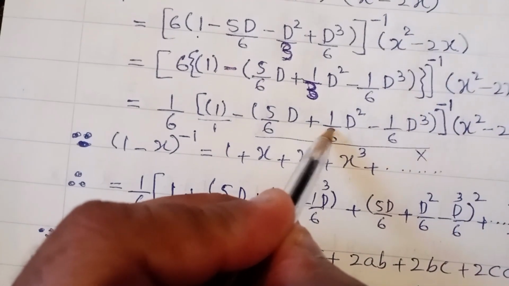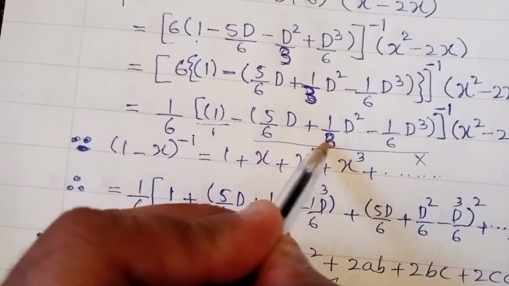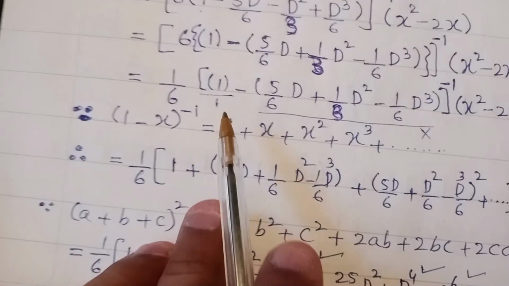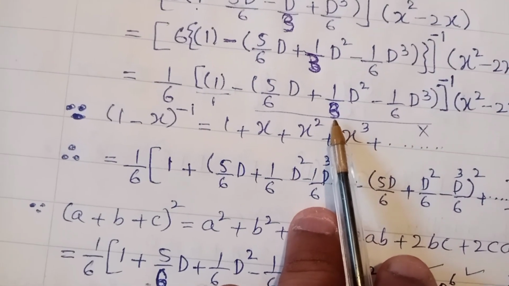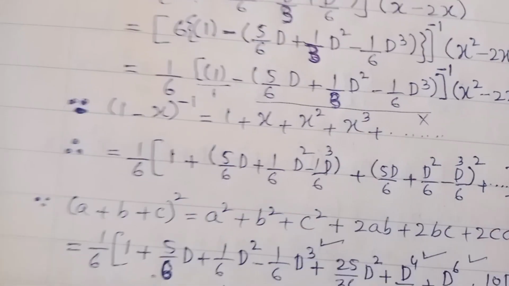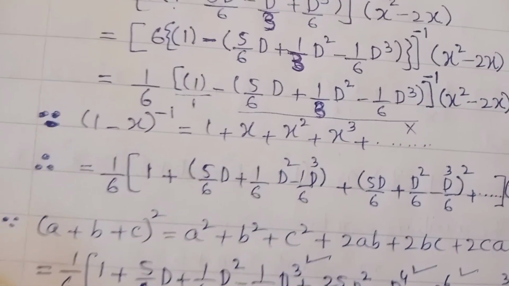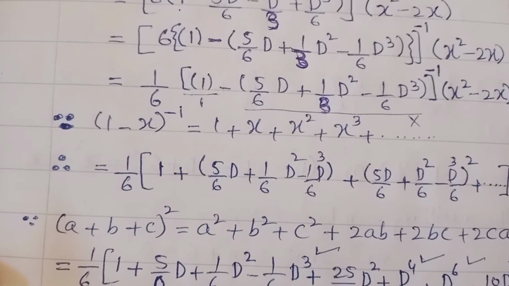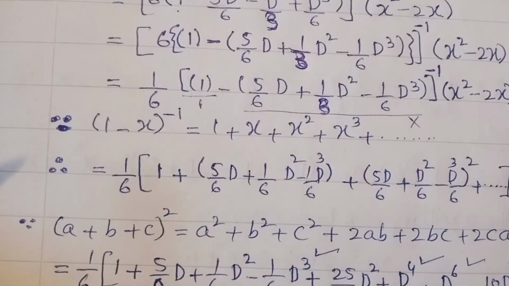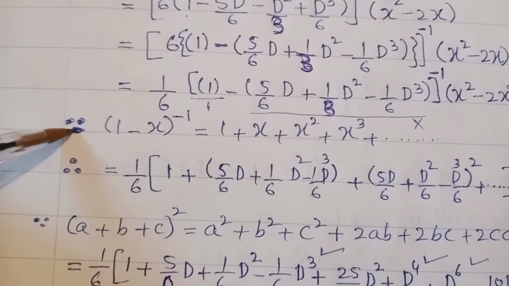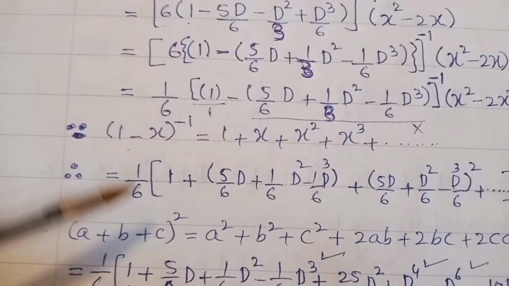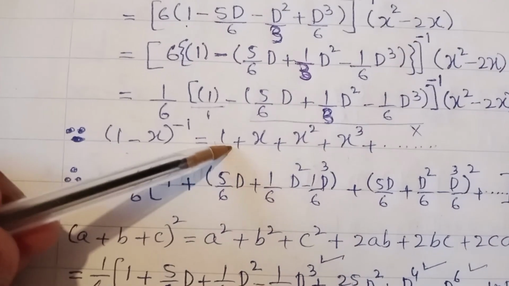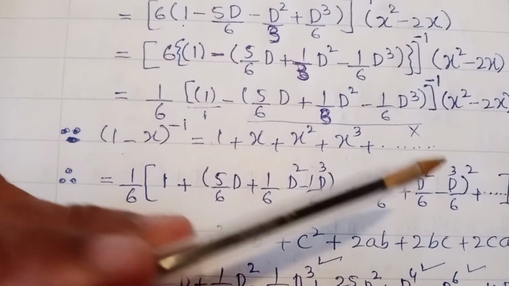Here, if you see the equation, this is the first term, this is the second term, and we know a very common property of the binomial expansion: 1 minus x raised to the power minus 1 is equal to 1 plus x plus x square plus x cube and so on.